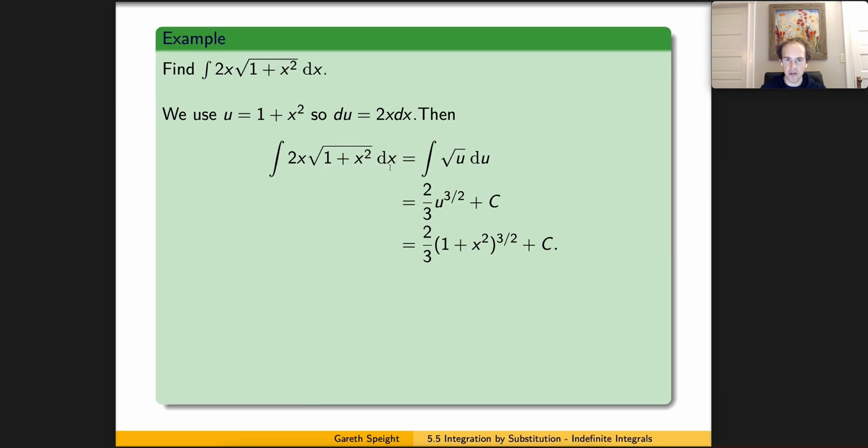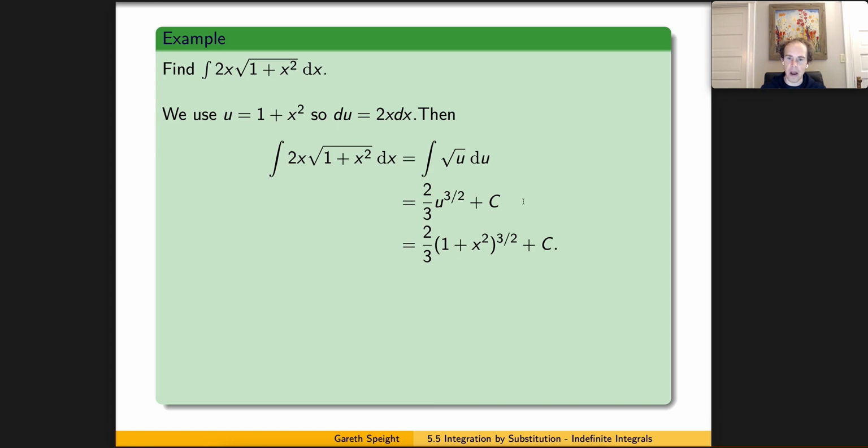Okay, so we start with what we integrated. The 2x dx becomes du. The square root of 1 plus x squared becomes square root of u. And now we have a much simpler integral that we can just integrate with respect to u, right? This is u to the power of 1/2. We integrate, we get 2/3 u to the 3/2 plus c.